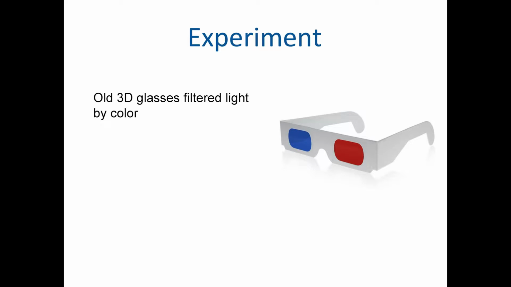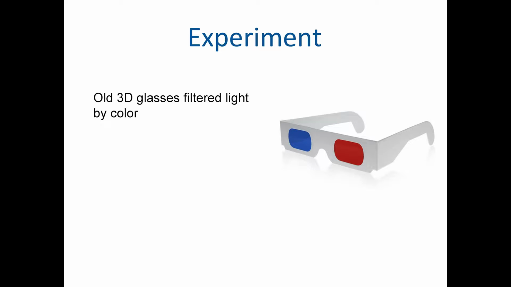To start talking about polarization, we're going to start off with an experiment. And to kind of set the stage for this, we need to talk about 3D glasses. You may have seen in movies from the 80s or movies about the 80s, people wearing glasses like this. And these are the type of glasses they use to watch 3D movies to get a 3D effect.